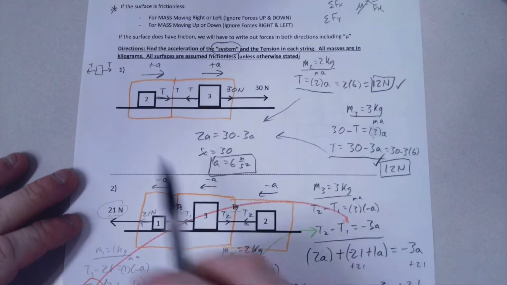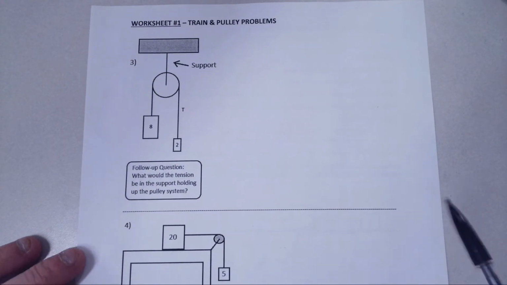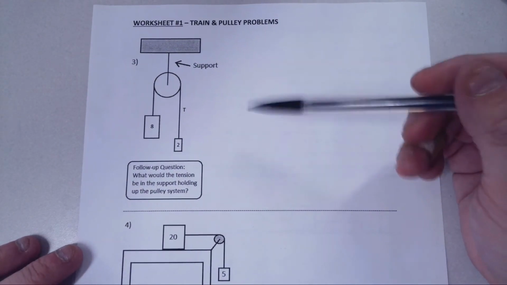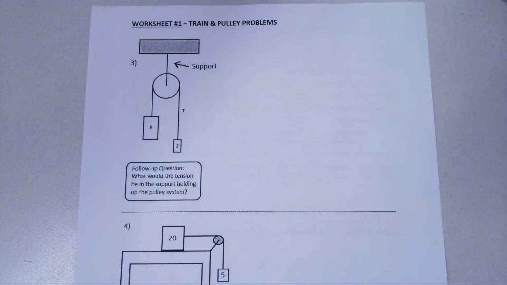On the front side, we did our trains, where they're either moving to the right or moving to the left. Remember, no friction on pulleys, and if that's the case, we can ignore the direction in terms of the forces that the objects are not moving in. So let's look at this one here.